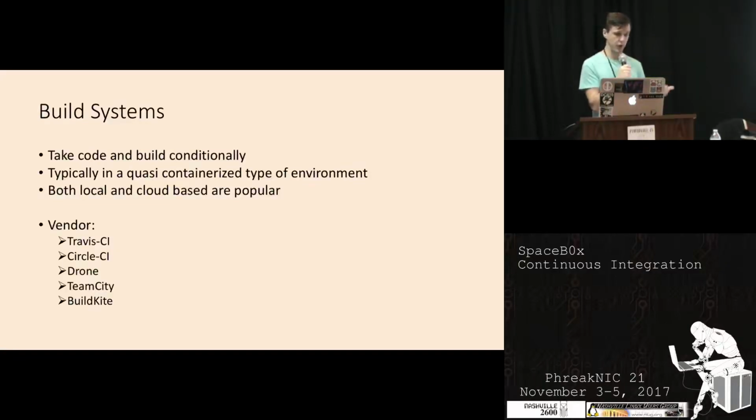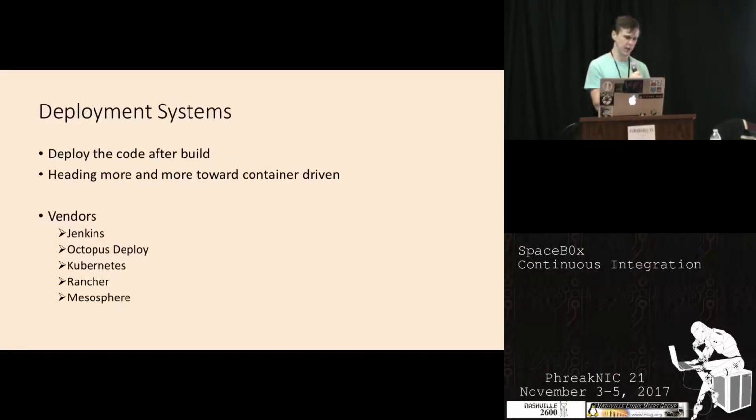Some vendors are Travis CI, Circle CI, Drone, TeamCity, BuildKite. Jenkins falls into this category as well. Then there's the deployment systems, and there's a lot of crossover between the build systems and the deployment systems sometimes, but some of them are segregated, and so I decided to differentiate here.